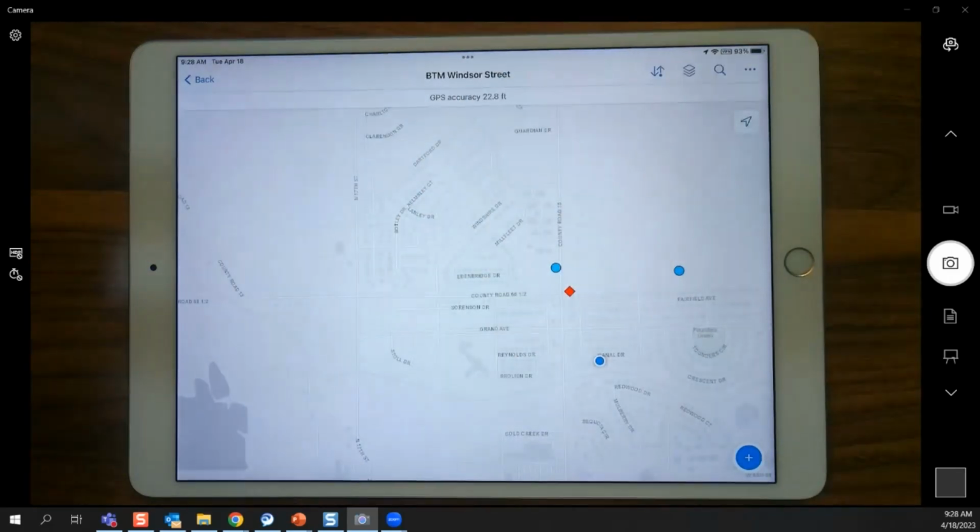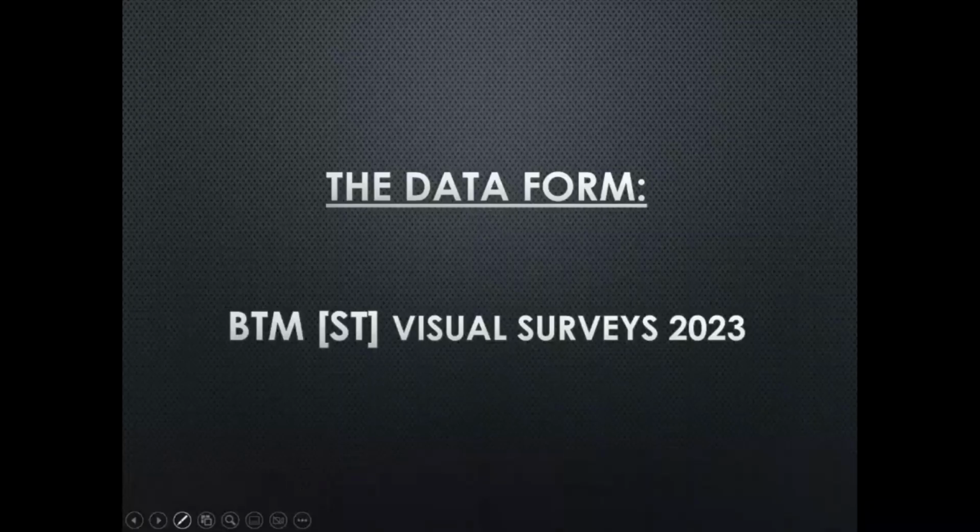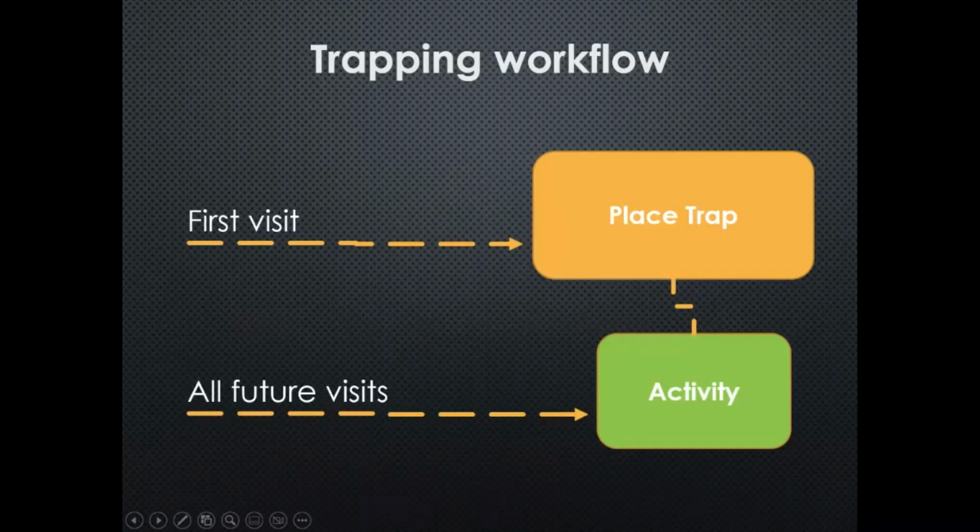All right, let's return to our PowerPoint. I want to talk a little bit about trapping surveys before I move on. There's a trapping workflow idea to the way that this is entered. The first visit places the trap. It's got a data form that talks about the location of that trap, including the installation date. So it infers that the trap was placed. That's your first activity at that location. And it places that first symbol, that current symbol, on the map for you. That's your first visit and the data entry that occurs.